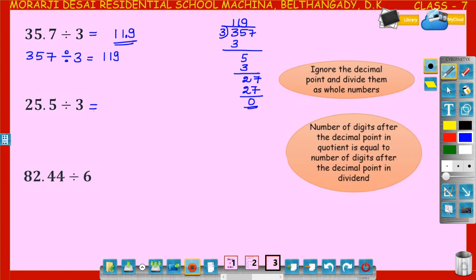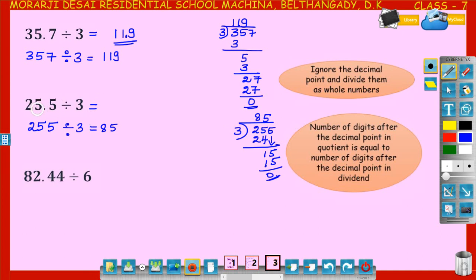Now 25.5 divided by 3. 25.5 is a decimal number divided by a whole number. 3 is a whole number. Now remove the decimal point of 25.5. That becomes 255 by 3. First divide 255 by 3. 3 8s are 24. Then 5 minus 4, 1. Take the next digit, that is 5. 3 5s are 15. So 3 into 85 is equal to 255. So 255 by 3 is equal to 85.